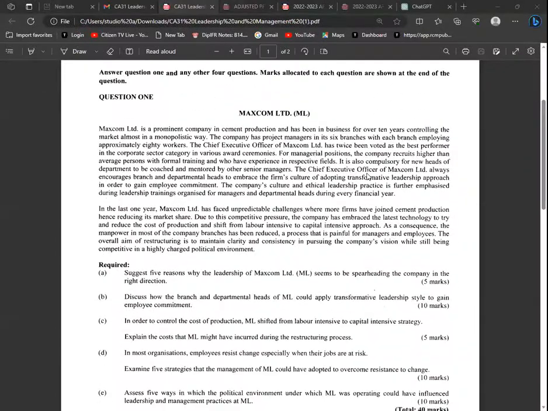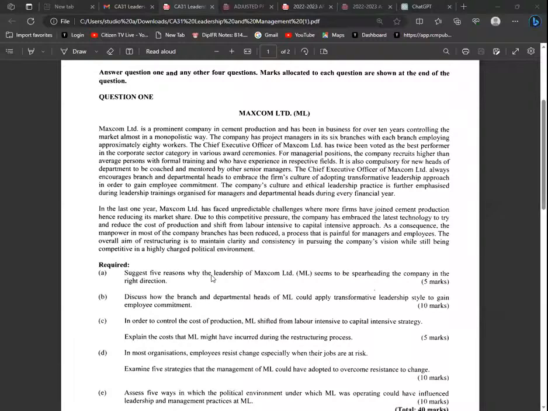You must always start by reading the requirement. All these case study questions, you start by reading all the requirements, and even if possible, try to underline, but don't write anything in your exam paper. Don't write anything in your exam paper. It's against exam policy. So, suggest 5 reasons why the leadership of Maxcom Limited seems to be spearheading the company in the right direction.